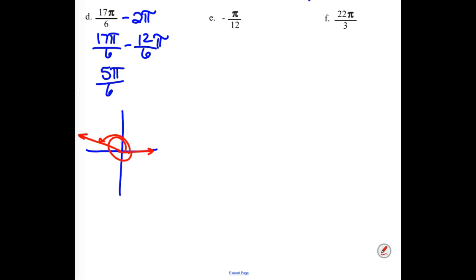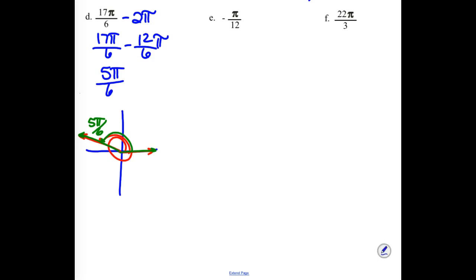Okay? So that's the initial one. That's the 17/6. This would be the 5/6 pi. Okay? All right. How about the next one?